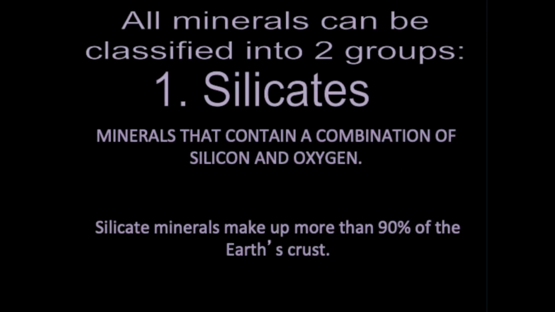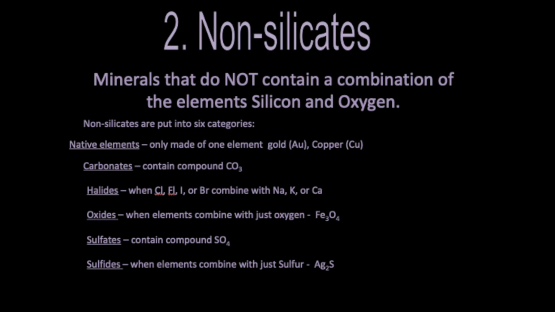All minerals can be classified into 2 different groups. The first is silicates, minerals that contain a combination of silicon and oxygen. These minerals make up more than 90% of the Earth's crust. And number 2 are non-silicates, minerals that do not contain a combination of both silicon and oxygen. And these include carbonates, halides, oxides, sulfates, and sulfides.